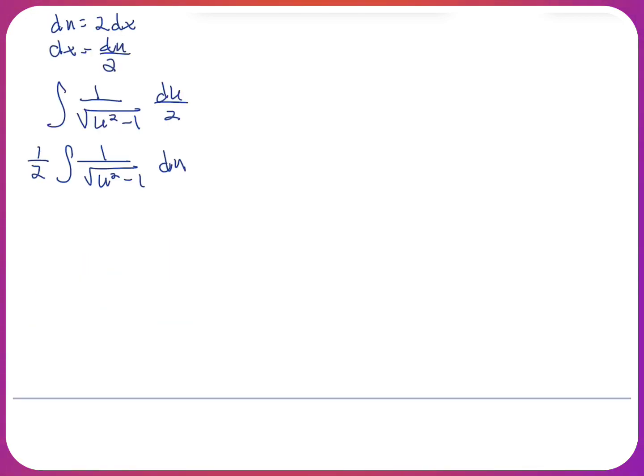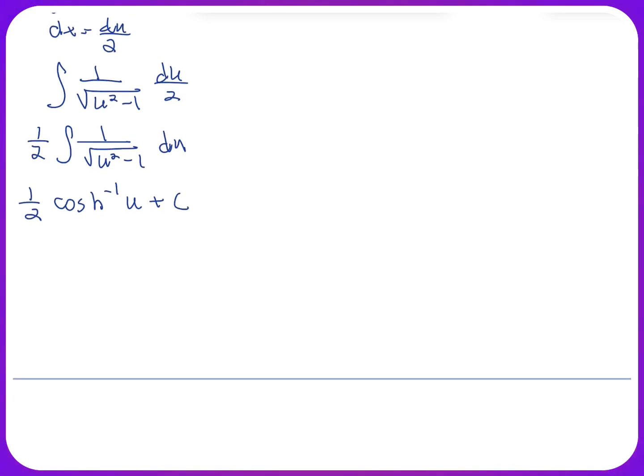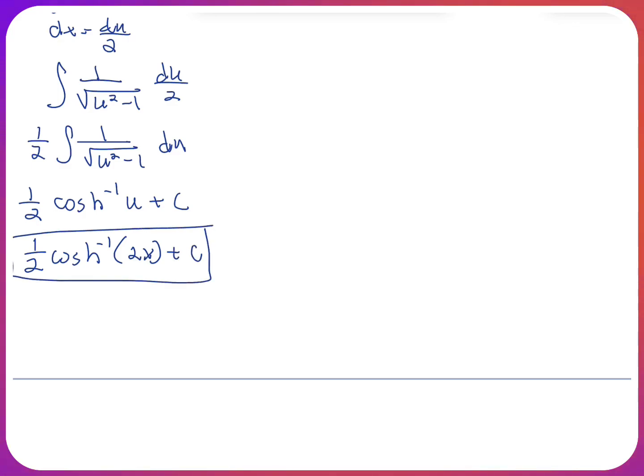Now I recognize that the integral of 1 over the square root of u squared minus 1 is equal to the inverse hyperbolic cosine function. So I result in 1/2 the inverse hyperbolic cosine of u plus c. In the last step, always go back to the original variable. So I'm going to replace the u with 2x, and that's my integral of this problem.